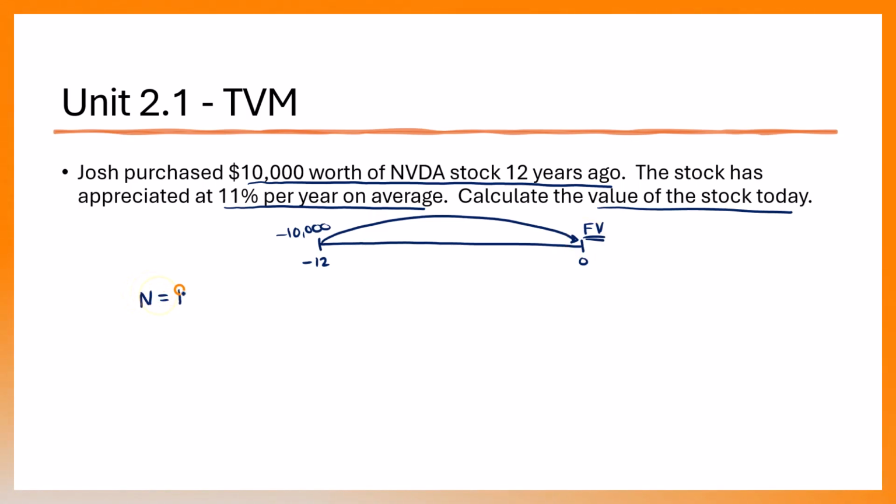So N is 12, IY is 11, PV is negative 10,000. Again, my cash flows have to have a story. It's a deposit, it's an outflow for me to hopefully have a positive inflow at some future date, 12 years from now. No other payments are being made. And find the future value.